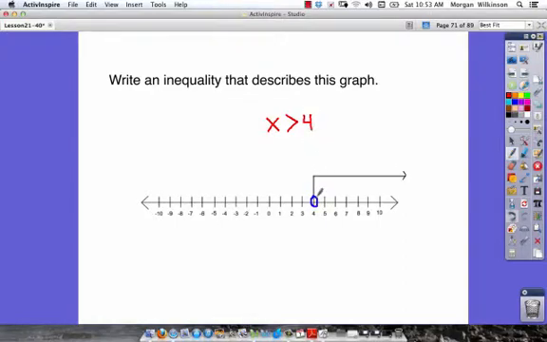It's an open circle, so we don't say it's going to be greater than or equal to 4. Whenever you have an open circle, it's not included in the data set. Whenever you have a closed circle, it would be included in the data set and would have to be equal to that as well.